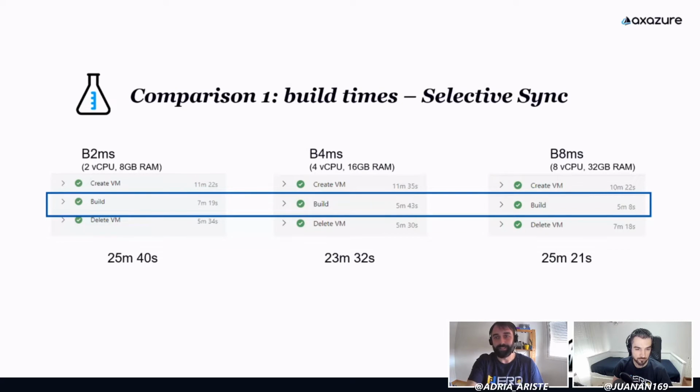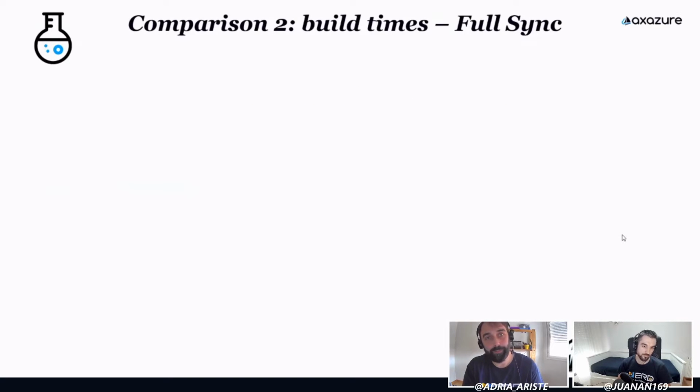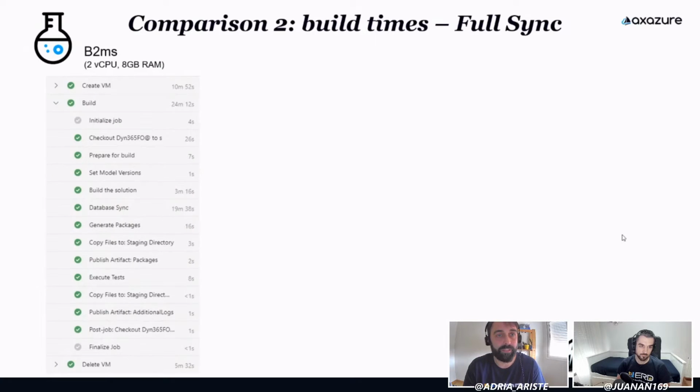But it's funny because, as you can see, the most powerful VM takes 2 minutes more to finish all the process because it takes 2 minutes more to delete the VM. This is something that I think doesn't depend on the VM size, but on how Azure is working that day. And we've done more comparisons. For example, doing a full sync with the same base code, which is, as I said, little code.